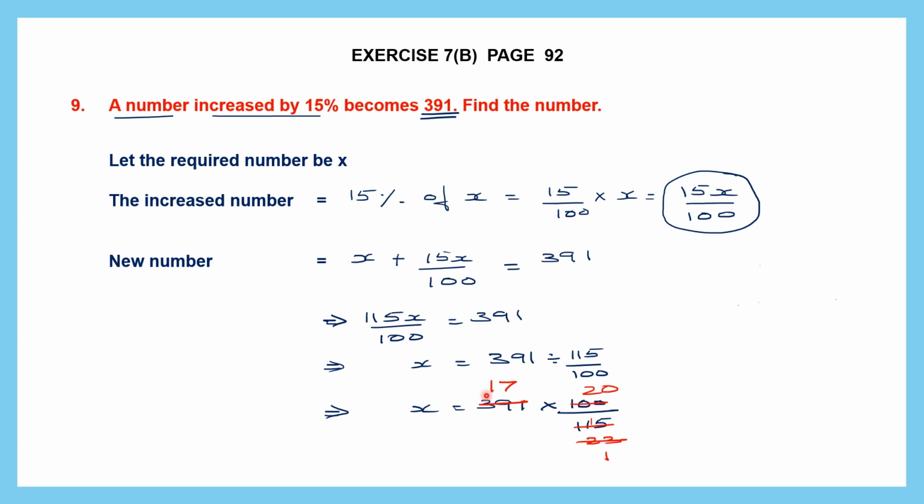Now we have to multiply the two numerators, 17 into 20. 17 into 2. Okay, so let's do that here. X is equal to 17 into 2 is 34. Into 20 is 340. So we have found the number, and the number is 340. So this is our final answer.